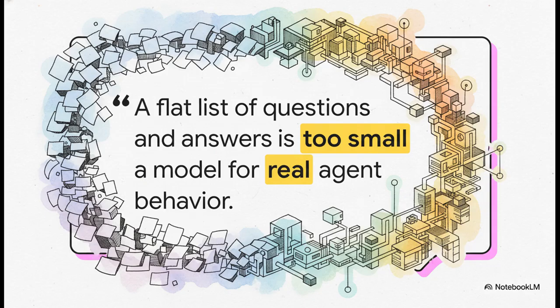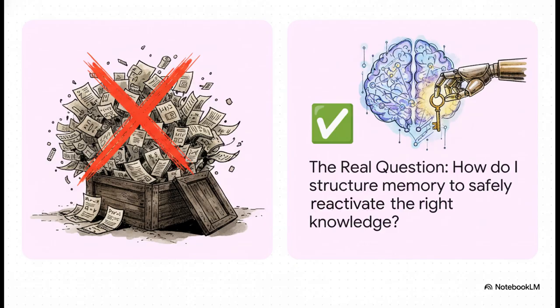The future isn't about just saving more and more text. It's about building a memory that actually understands things like context, scope, and authority. It's a huge shift from just simple storage to actual intelligence. So, let's just stop asking, how do I store the conversation? The real question, the one that's going to lead to powerful, reliable AI agents, is this.